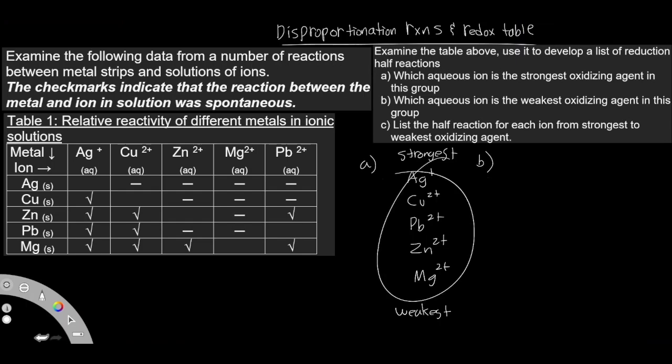For B, we've kind of already done it. Okay, it's asking for the weakest oxidizing agent, so it's obviously this one down here. We've already pretty much answered it for A. Okay, so B is kind of finished over there.